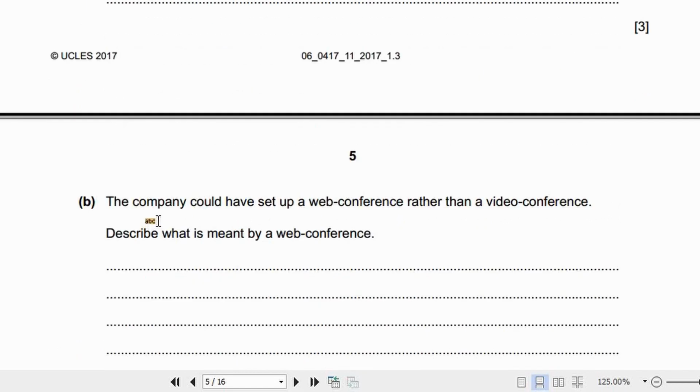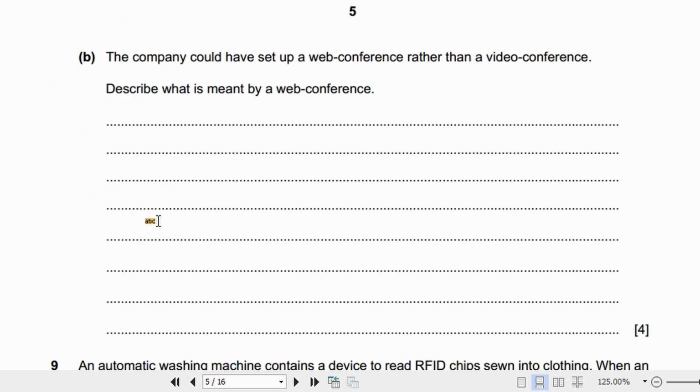Next question, the B part, same question, question number 8, B part. The company could have set up a web conference rather than a video conference. Describe what is meant by a web conference. Even if the question will not be here, I will definitely describe to you what is web conference and what is video conference.